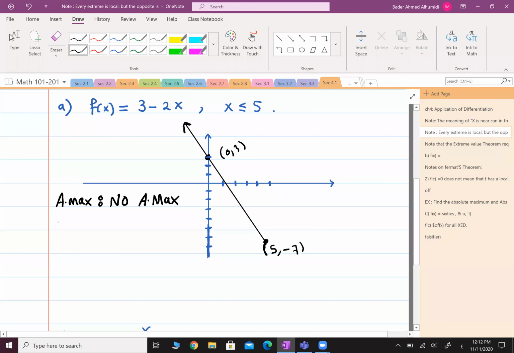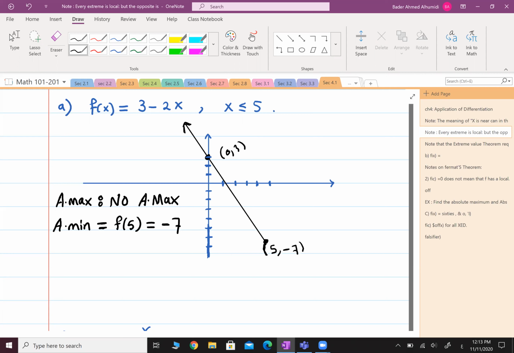Okay, what about the absolute minimum? Do we have an absolute minimum? What is it equal to? F of 5, what does f of 5 equal? Minus 7. Excellent, f of 5 is equal to minus 7. So if you ask me what the minimum is, I say minus 7. If you ask me when it occurs, I say at x equal to 5. It appears at 5, but its value is minus 7.